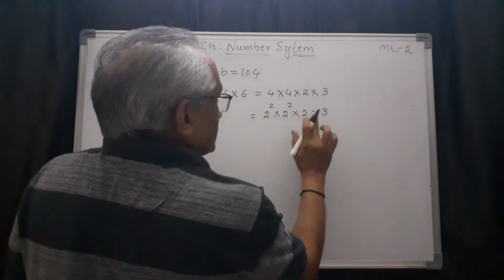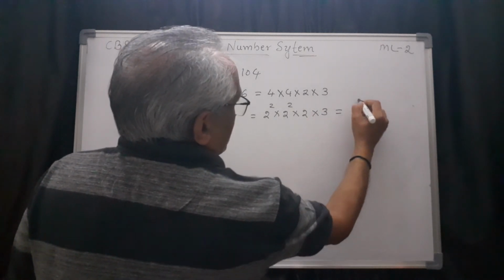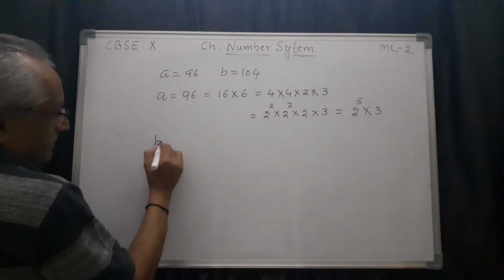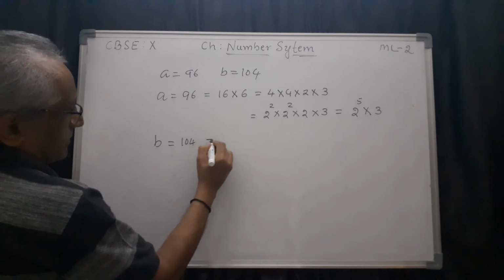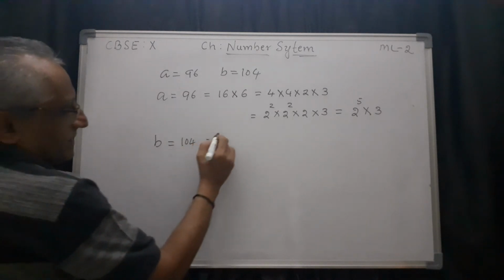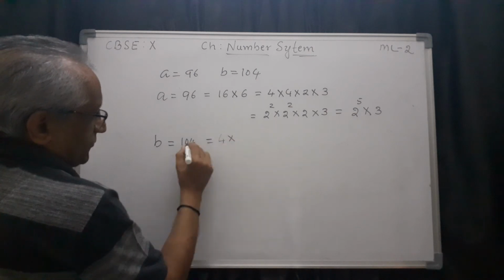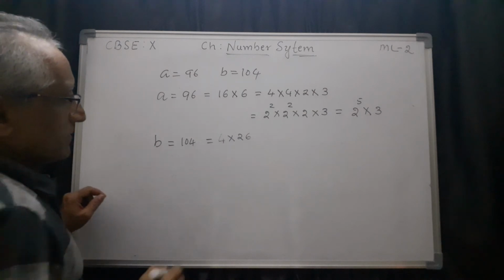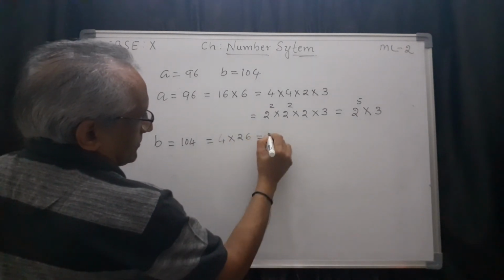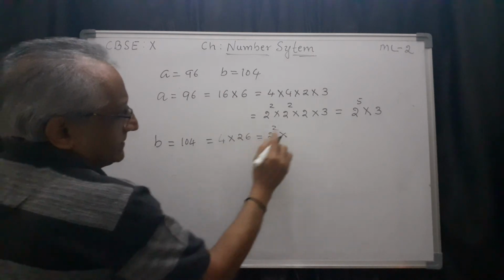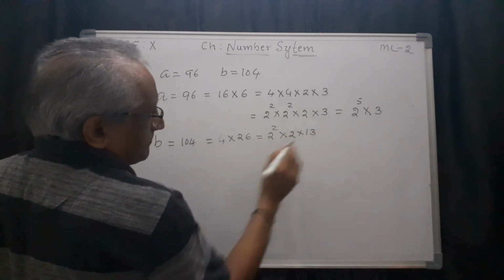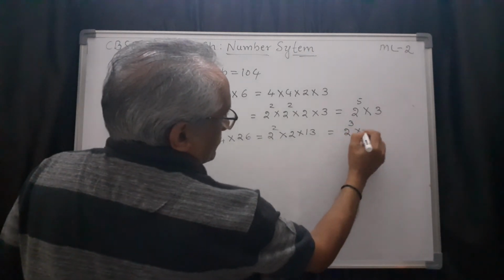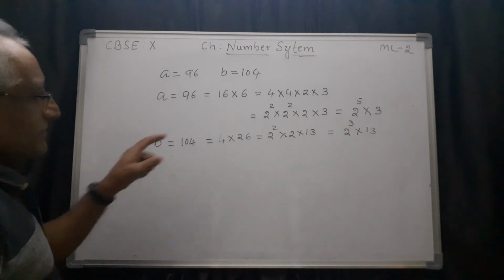So this is the fact. You can write it as 2 power 5 into 3. Now let us take B. This is 104. So here also, it is divisible by 4 actually. 4 you can take. 4 2s are 8. 4 6s are 24. So now once again, this you can write as 2 square, and 26 is 2 into 13. So this is 2 cube into 13. So this is the prime factor.